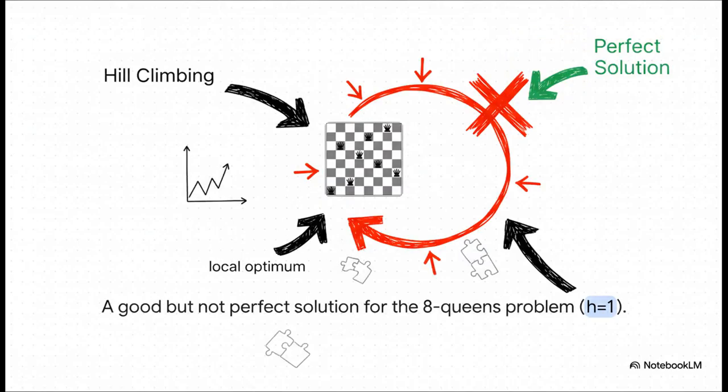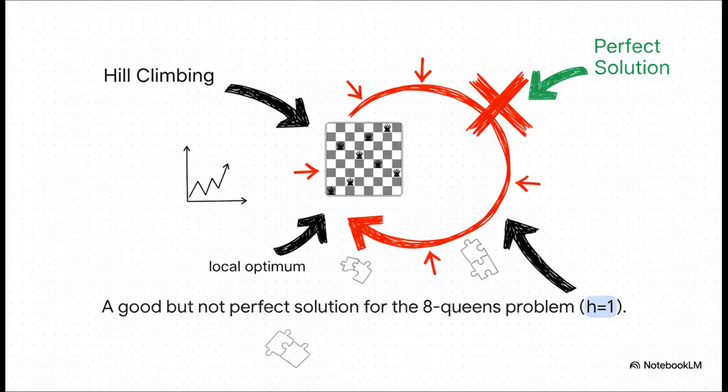Let's make this more concrete with the classic 8 queens problem. Your goal is to get 8 queens on a chessboard so that none of them are attacking each other. A perfect board would have 0 attacking pairs, right? So we'll call that a score, or H of 0. Hill climbing might very quickly find this board state here with a score of H equals 1. That's pretty good. Only one pair of queens can attack each other. But here's the trap. From this specific position, any single move you could make would actually result in more attacking queens.